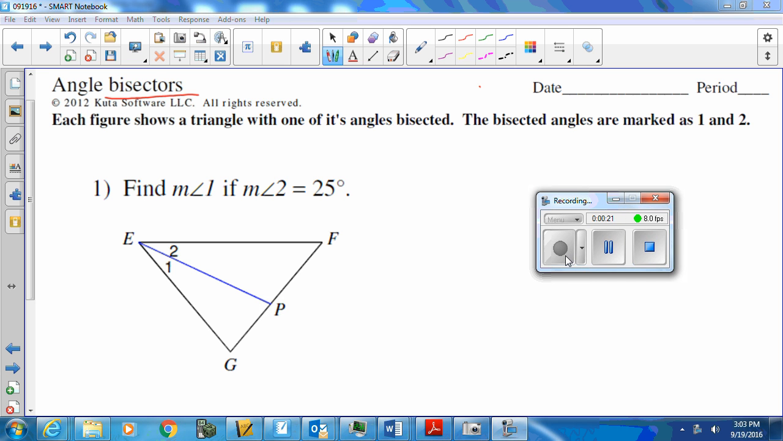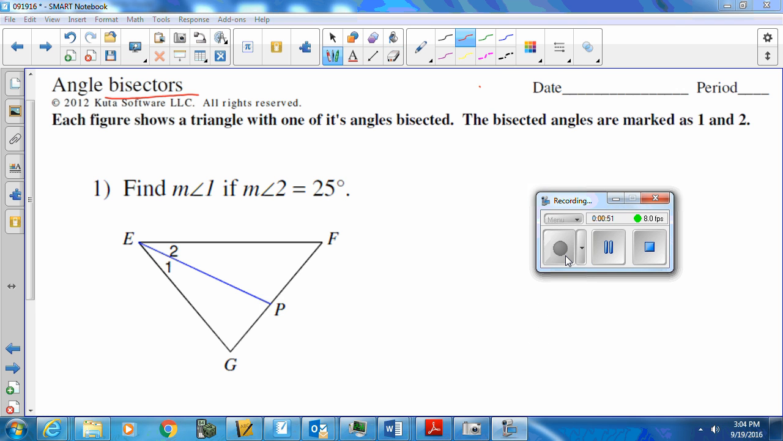Well, before I do that, let's remind ourselves what it means when something is bisected. It means that it is cut in half, whether it be a segment or an angle. So when you have an angle bisector, it means that you have an angle that's been cut in half. And if something is cut in half, that means you have two equal parts. Okay? If you cut 20 in half, you get 2 10s, right? So if you cut an angle in half that's 90 degrees, you get 2 45s, and so on.